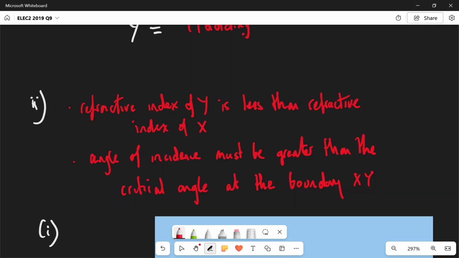So in terms of an answer, it should be that the refractive index of y is less than the refractive index of x. All right, so we've got it going from a dense to a less dense medium. And the next one is that the angle of incidence must be greater than the critical angle at the boundary xy.